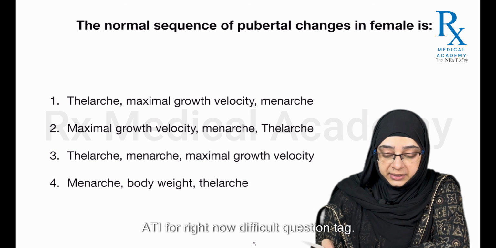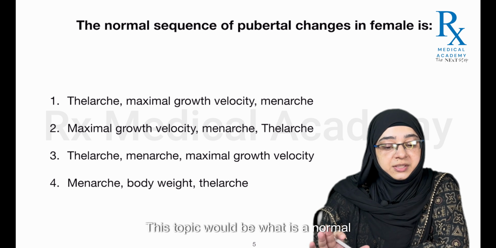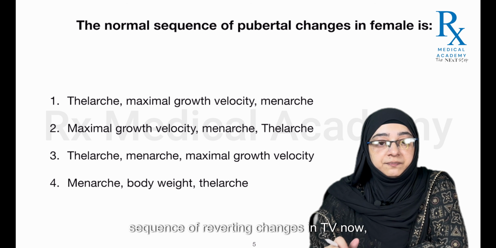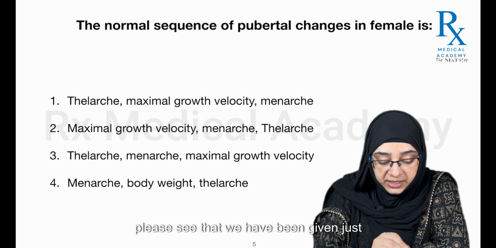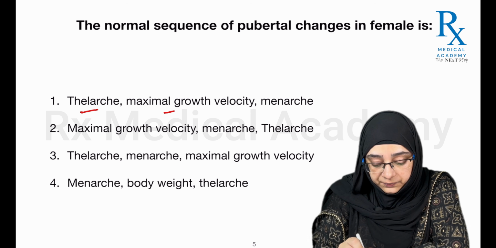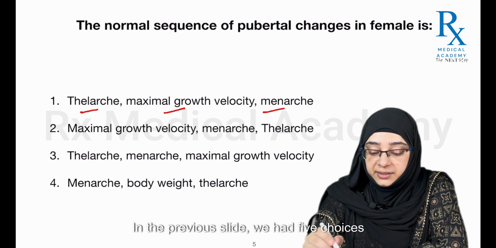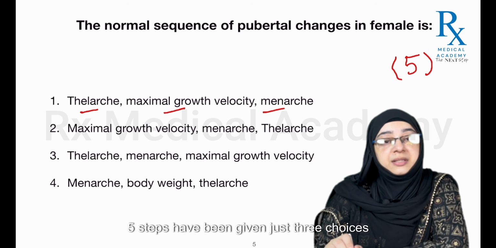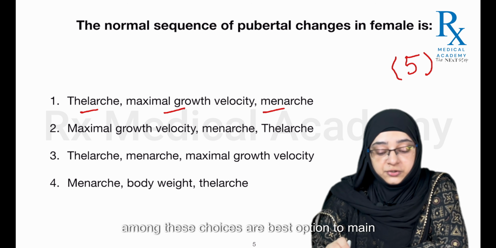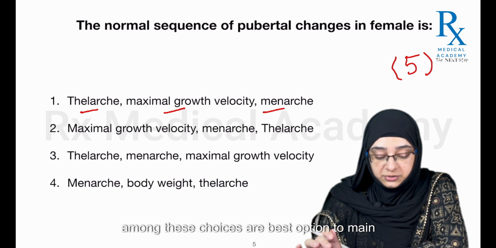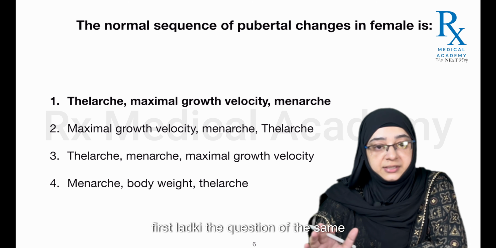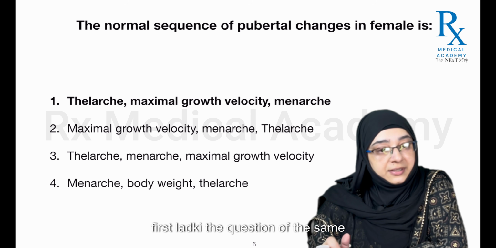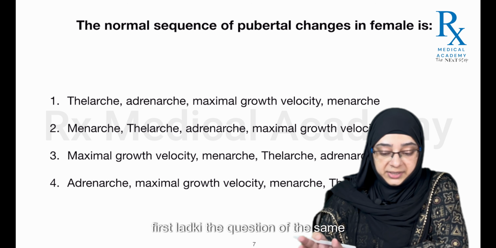All right. Now, a typical question from this topic would be, what is the normal sequence of pubertal changes in females? Please see that we have been given just 3 choices. In the previous slide, we had 5 steps, right? But here we've been given just 3 choices. So amongst these choices, our best option remains: first it is thelarche, then we have maximal growth velocity, and finally the culmination point is menarche.